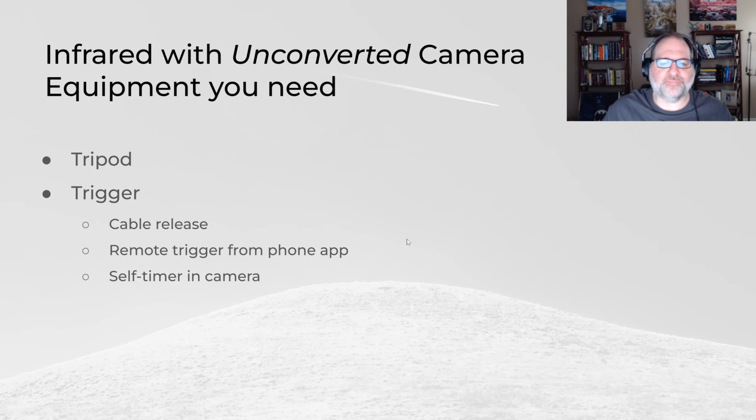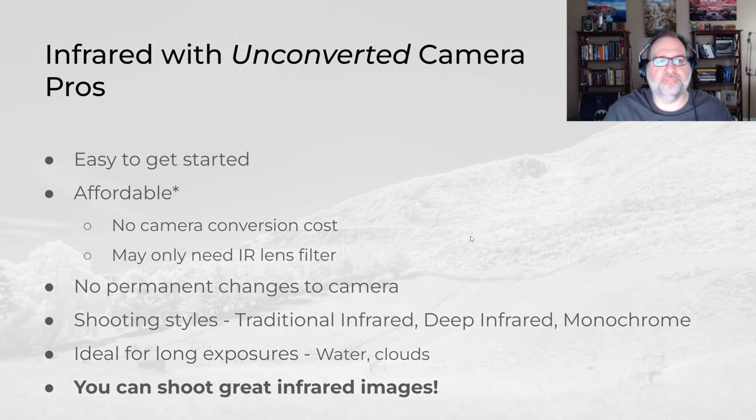Now, because of that filter that you're putting in front of the camera, you're going to have long exposures. So you're going to need a tripod and probably some kind of trigger. It could be a cable release or a remote trigger on your phone app, or a self-timer within the camera. But you'll want to be able to have that camera in a sturdy place and be able to trigger it without moving the camera because of the long exposure times that you'll have with an unconverted camera.